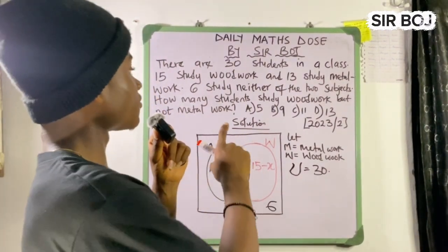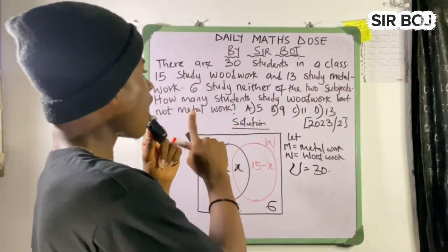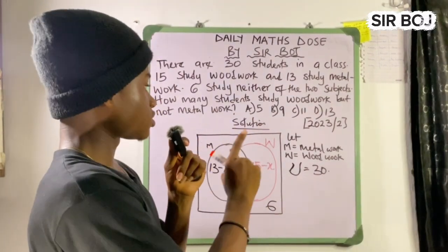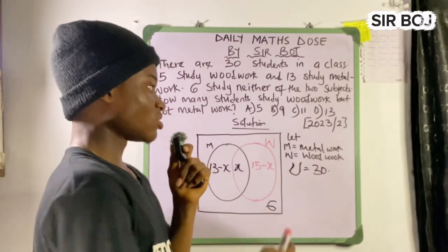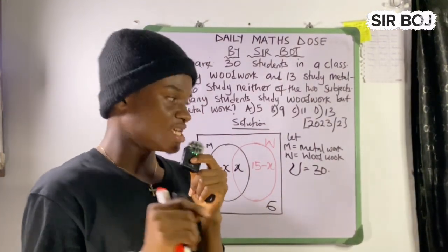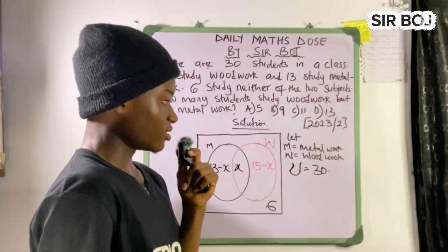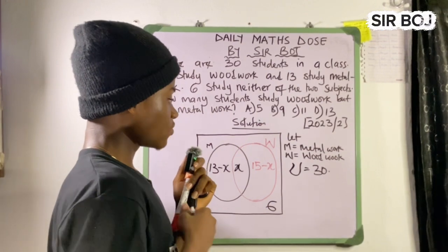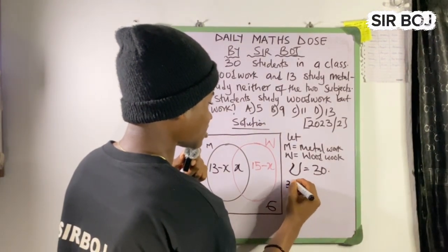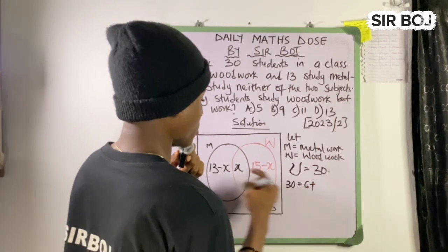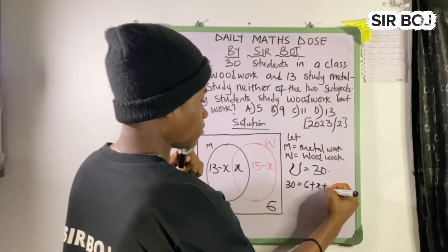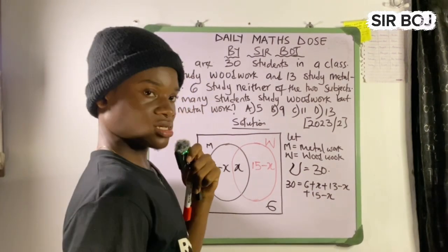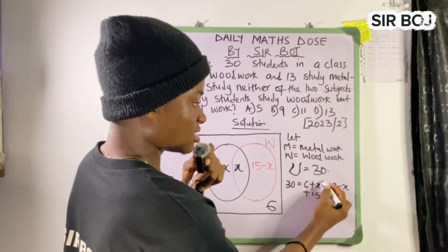The total number of students is 30. We are asked to find how many students study woodwork but not metal work. In other words, just woodwork only, so we are looking for 15 minus X. We can add things up to get 30. In essence, the universal set, 30, is equal to 6 plus X, the X in the middle, plus 13 minus X plus 15 minus X. Since we have X plus X minus X, we cancel this.